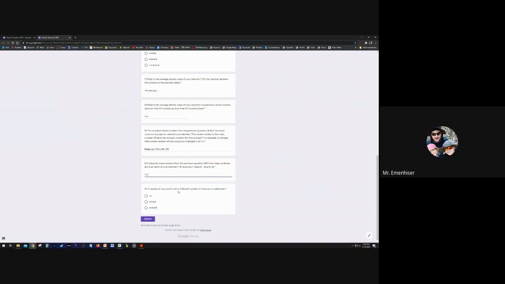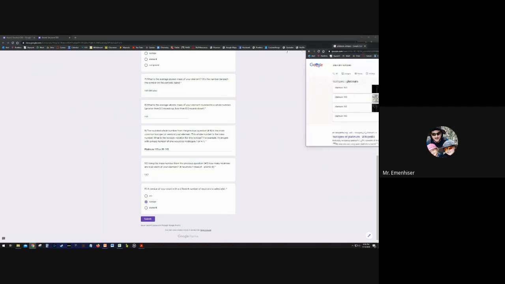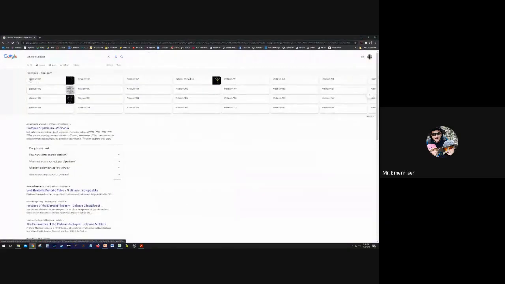A version of your atom with a different number of neutrons is called an isotope. Iso means same, meaning that it's the same element. So if we think about platinum, if I look up platinum on the periodic table or on Google, platinum isotopes, I'm going to see what I see. Look what I see, guys. Platinum 195, platinum 190, 192, 196. These are all versions of platinum. They have the same number of protons. They're still platinum. They have 78 protons. But look, their mass numbers are different.